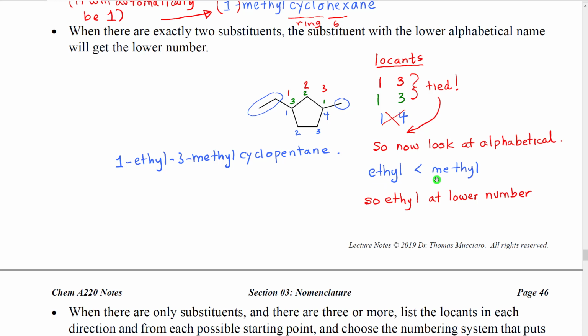So what we're going to do is choose a numbering system that would put ethyl at a lower number, and that would be the red numbering system. So what we get for our name for this then is, it's a ring, so it's cyclo, 5 carbon, penta, we drop the A, there's no unsaturations or main functional group, so our ending will be ANE. We will then list the substituents, 1-ethyl, 3-methyl, so that would be the correct name.